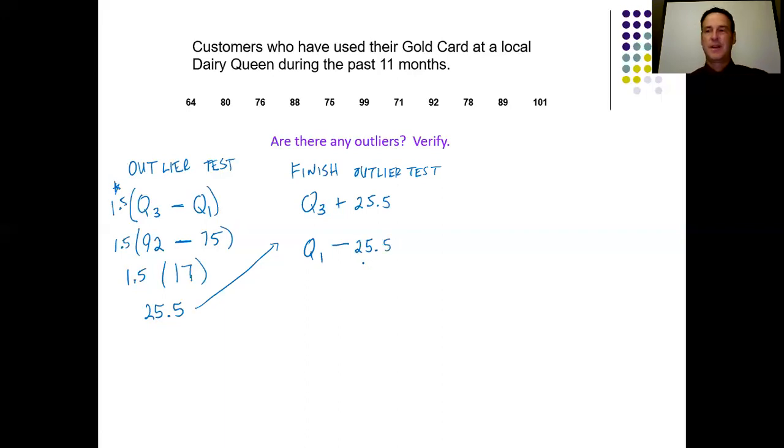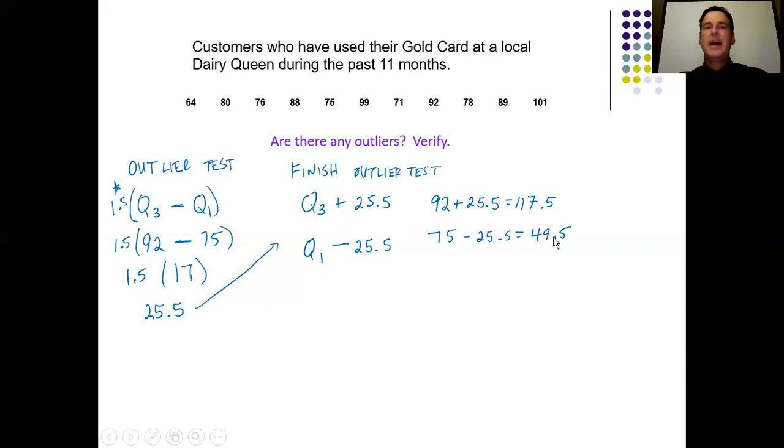Q3 we said was 92. So I'm going to take 92 and add to that 25.5. I know that's going to give me a 0.5 on the outside, and a 7, so 117.5. Looks good. And my Q1 is 75. If you subtract those, you can use a calculator, of course, you get 49.5.